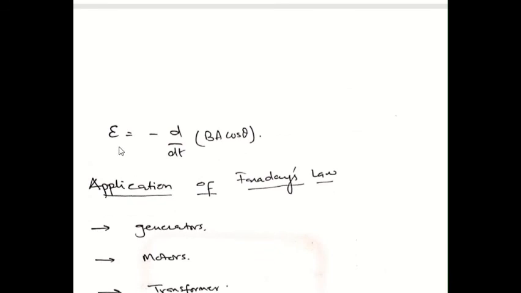Now we can write this induced EMF as minus d by dt of BA cos theta, because we have B dot A, which is a scalar product, and if I expand this scalar product between B and A, I get BA cos theta. So EMF can be induced if we change magnetic field with time, if area is changing with time, and if the angle between the magnetic field and area is changing with time. So all these factors contribute to induced EMF.